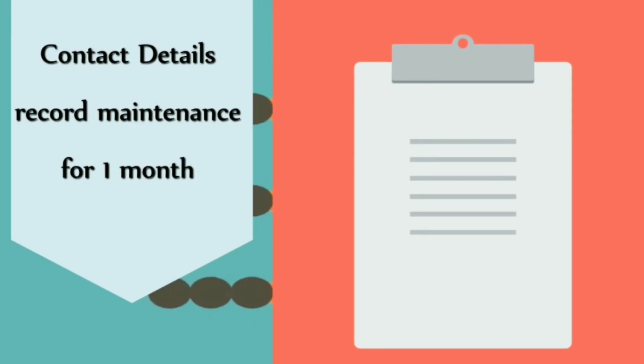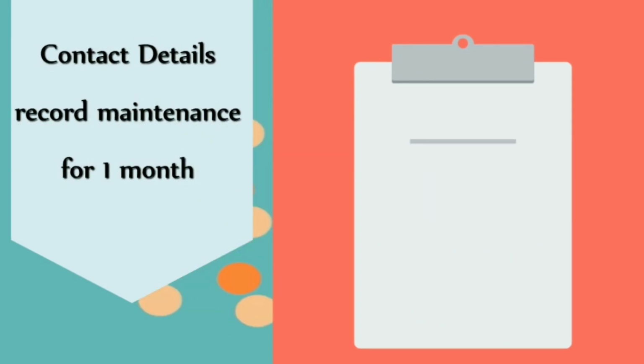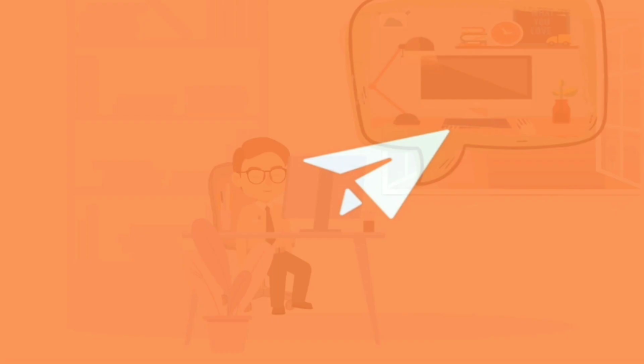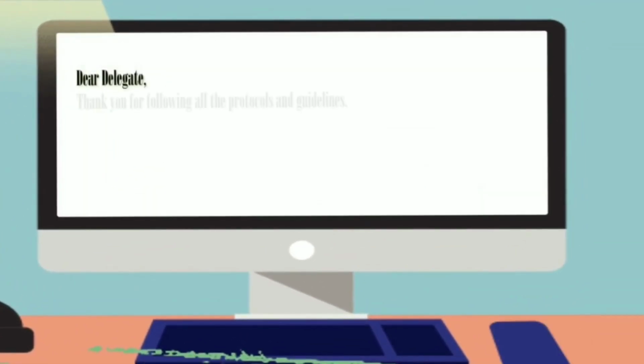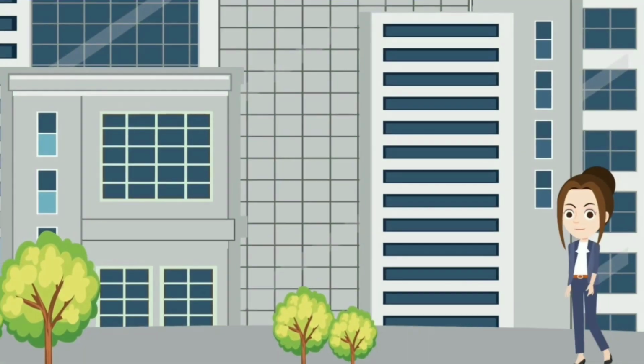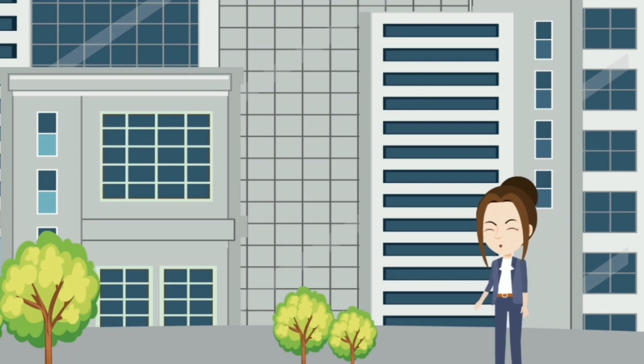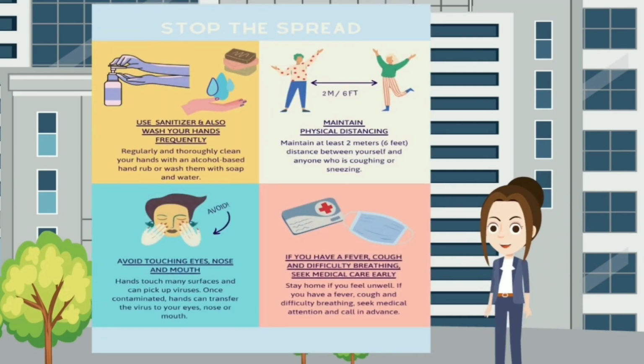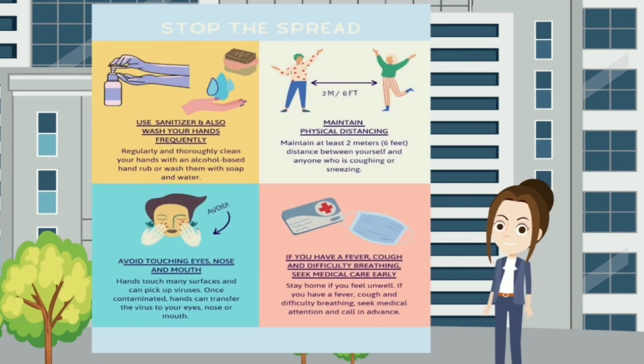Maintain the records of all contact details for minimum period of 1 month. If no one is suspected or infected of COVID-19, then send an assurance email to all. In this way, with proper precautions, one can conduct a meeting with a low risk of exposure.